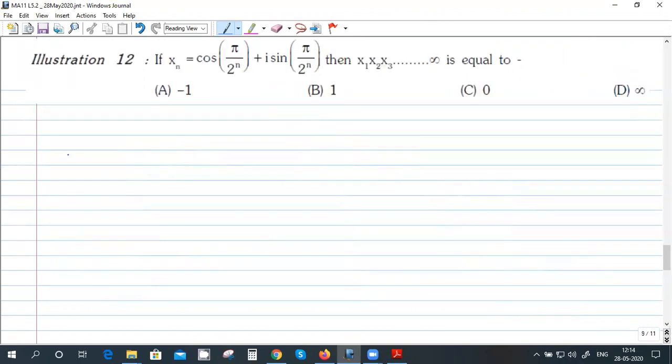Okay, what about this one? xn is given, and from that I have to find x1, x2, x3 and so on to infinity. How will you do this? No idea? In Cartesian form, it will be difficult. So write xn in exponential form. Then it will be trivial.